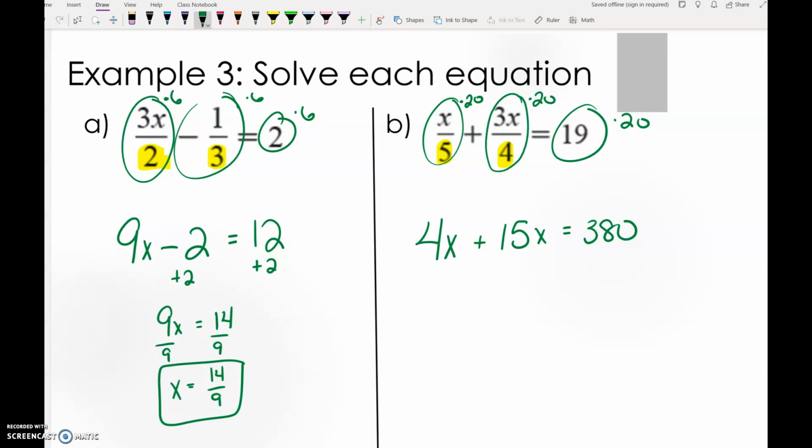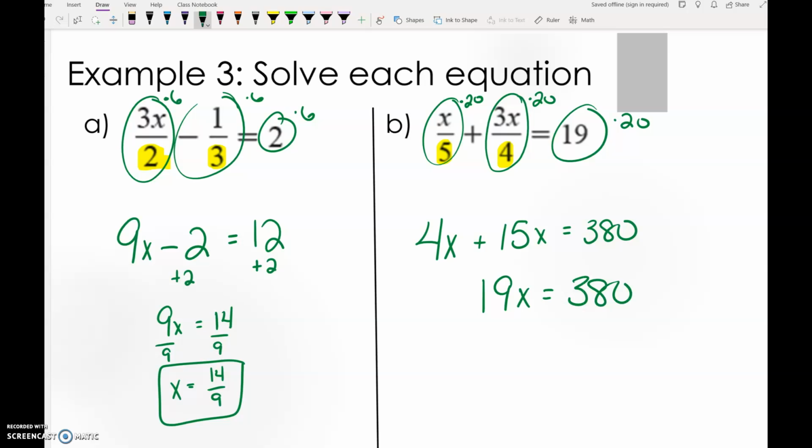Do you feel like you could finish that one if you needed to, now that it's not fractions? What would you do next? Combine them to get 19x equals 380 and then divide to finish.